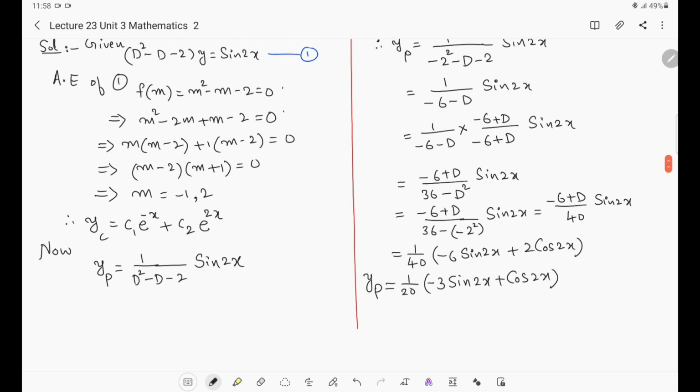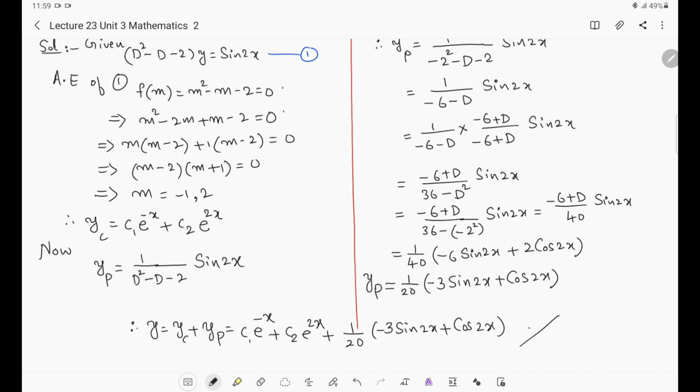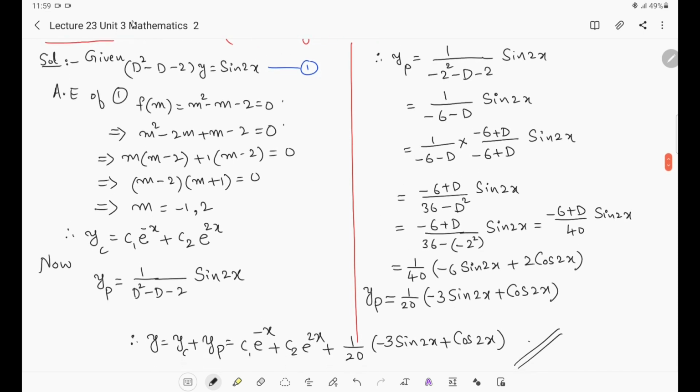Then what will be the final solution? Therefore, general solution y equals yc plus yp, which is, what is yc? Yc is given by c1 e power minus x plus c2 e power 2x plus 1 by 20 into minus 3 sin 2x plus cos 2x. Right, this is the required general solution of the given equation D square minus D minus 2 into y equals sin 2x.